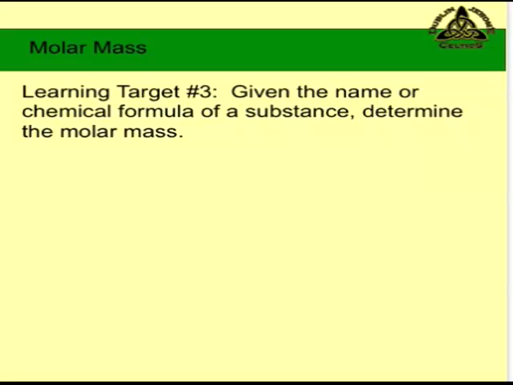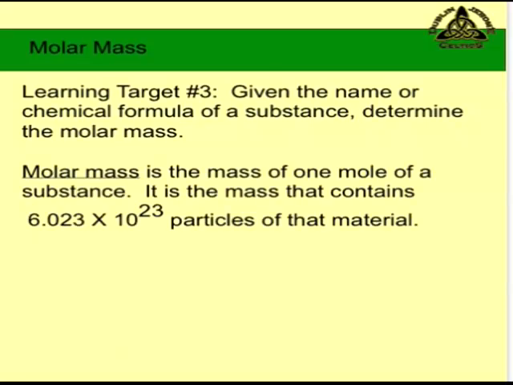Molar mass is probably one of the most common calculations that you'll do in chemistry. And our learning target, number 3, is this. Given the name or the chemical formula of a substance, determine the molar mass. Molar mass is the mass of 1 mole of a substance. It is the mass that contains 6.023 times 10 to the 23rd particles of that material.